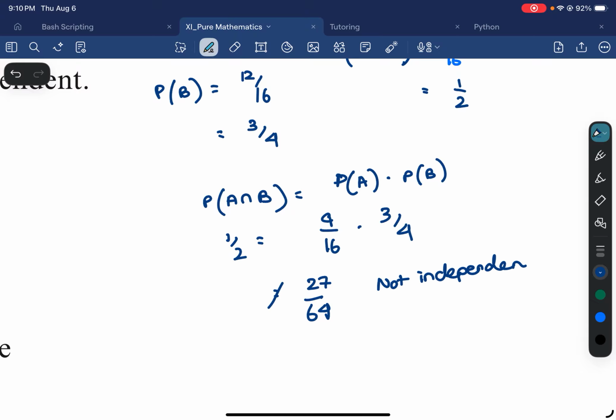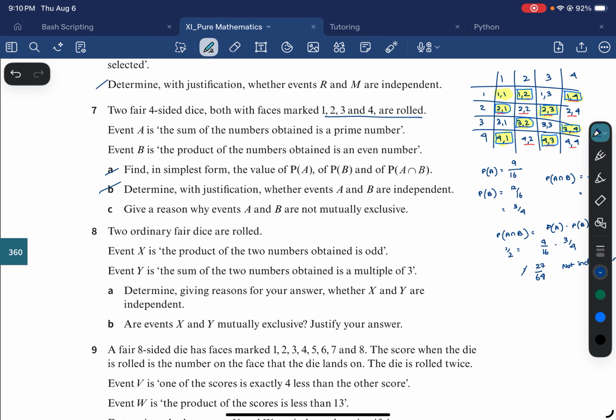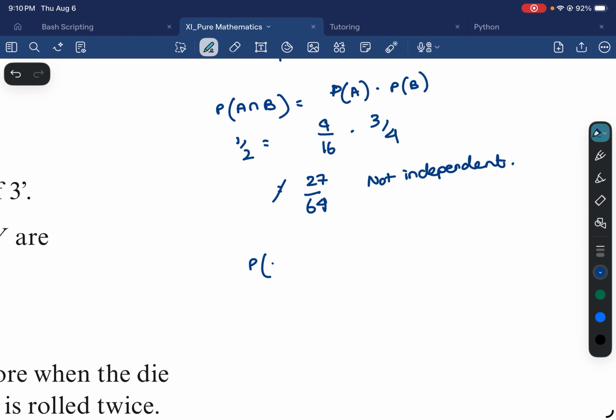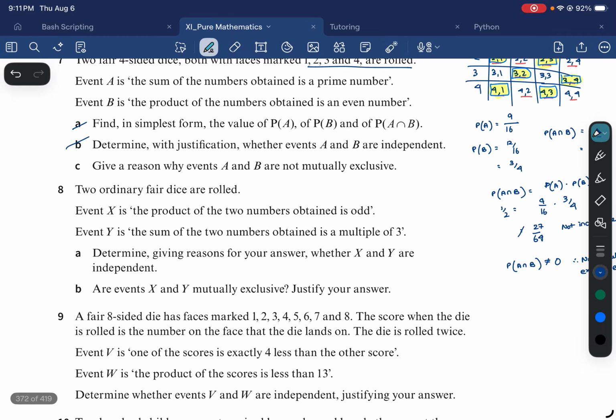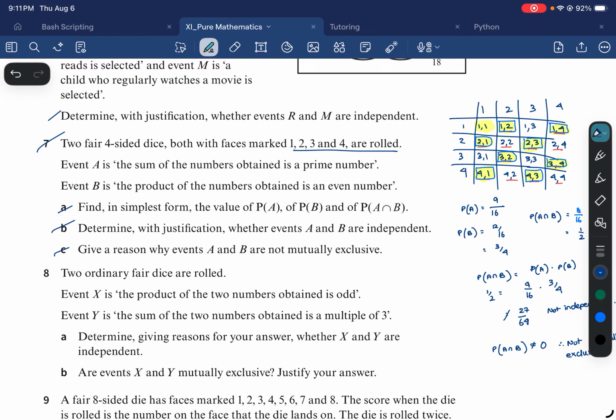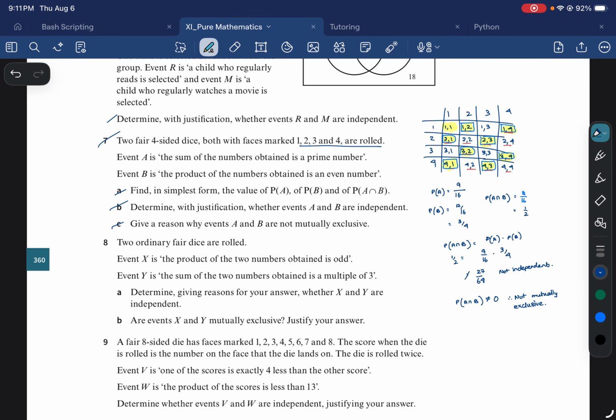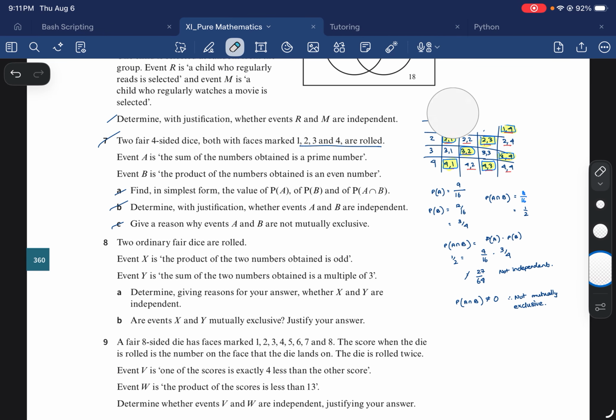All right. Give a reason why events A and B are not mutually exclusive. Because P(A intersect B) does not equal 0. That is why they are not mutually exclusive. Remember, if something is mutually exclusive, then their intersection has to be 0, right? So this is from topic 1, so they are not mutually exclusive. All right. So we are done with 7. And if you are happy with the solution, I'm going to erase it and move on to 8.